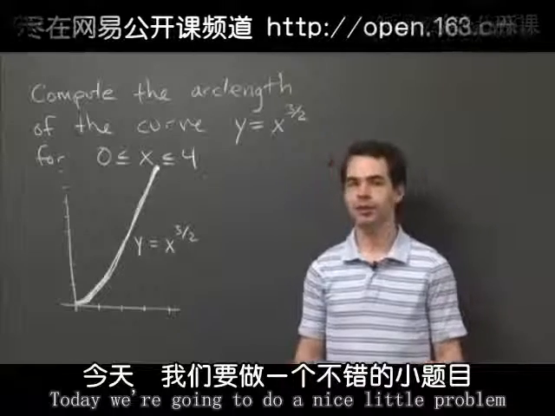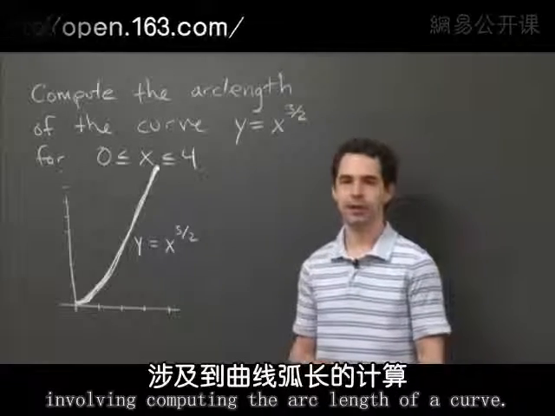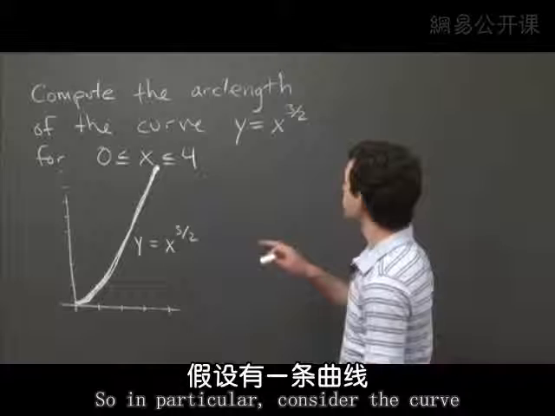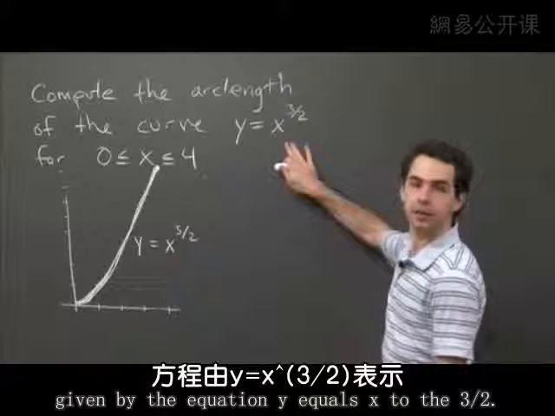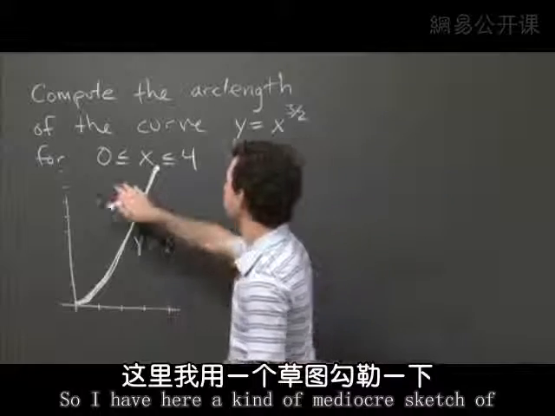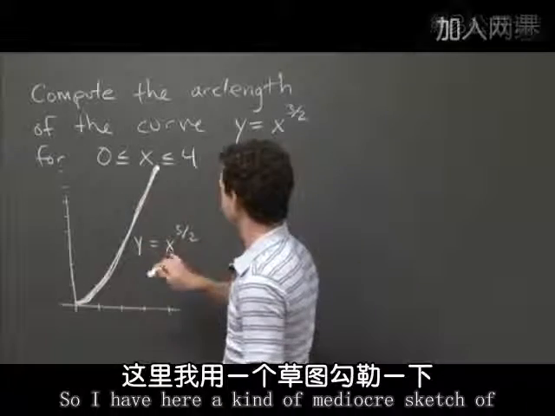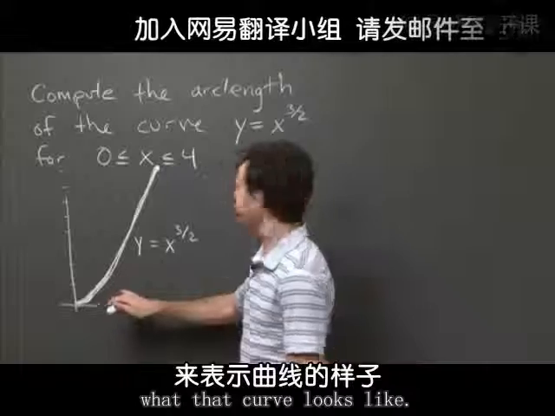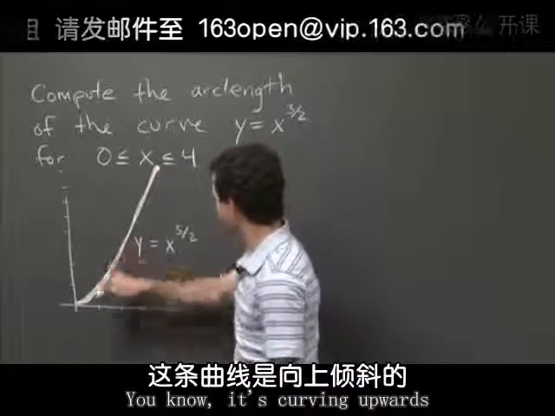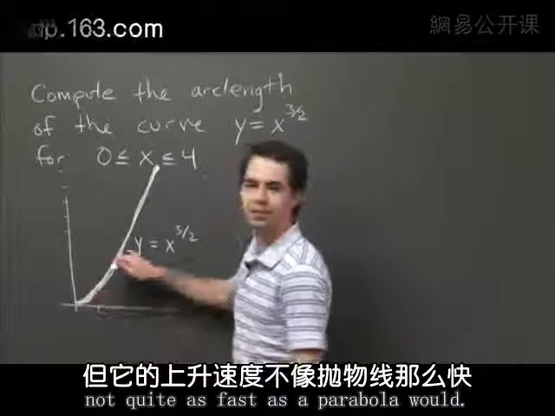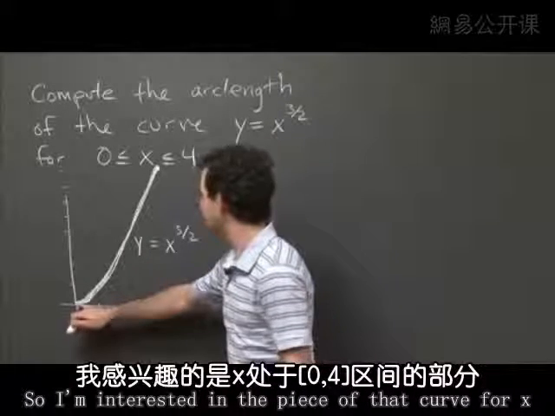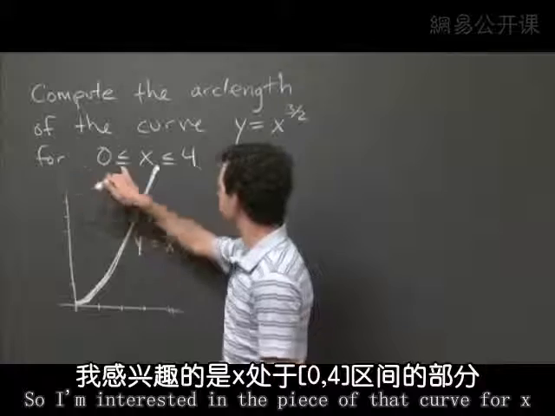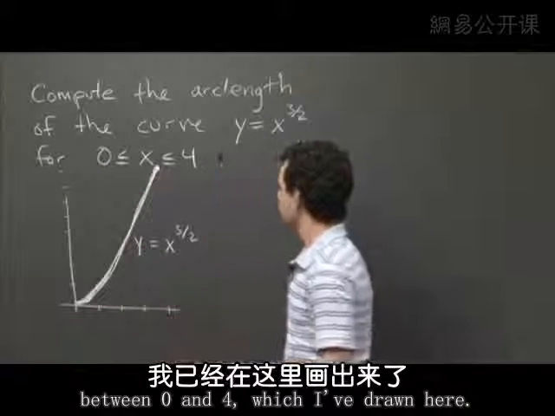Today we're going to do a nice little problem involving computing the arc length of a curve. In particular, consider the curve given by the equation y equals x to the 3/2. I have here a kind of mediocre sketch of what that curve looks like. It's curving upwards, not quite as fast as a parabola would. I'm interested in the piece of that curve for x between 0 and 4, which I've drawn here.